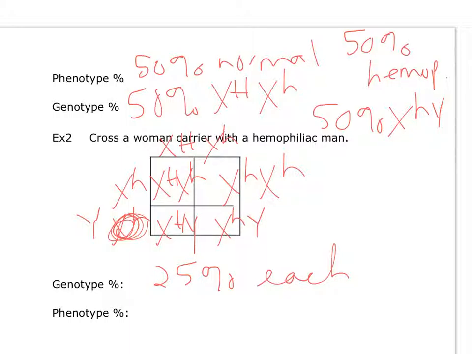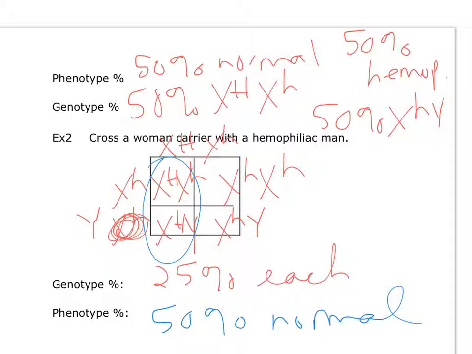Phenotype percent, you're looking to see who has hemophilia and who doesn't. So you have two of them right here that do not have hemophilia. So 50% of their offspring are going to be normal, and 50% will not, and they'll have hemophilia. All right, and that finishes up your notes.